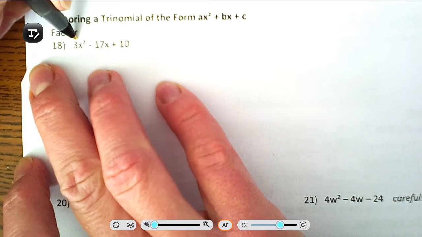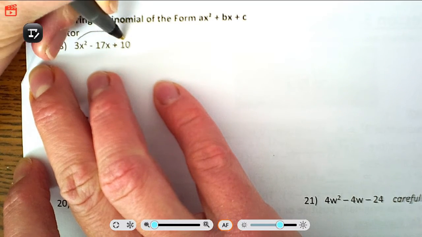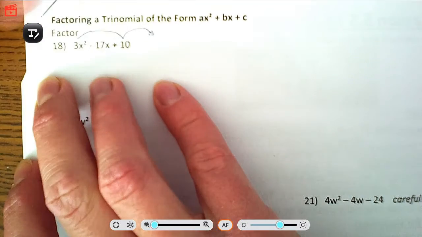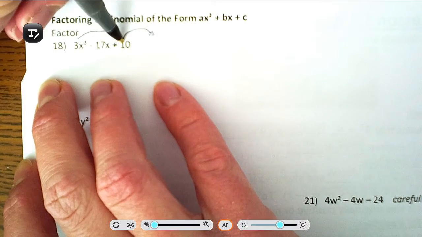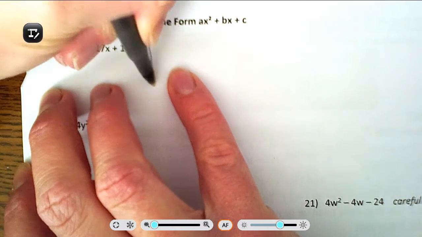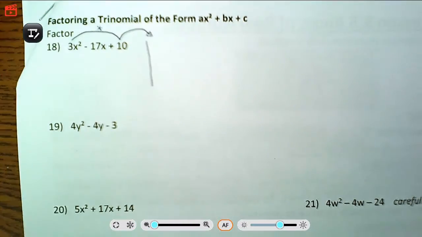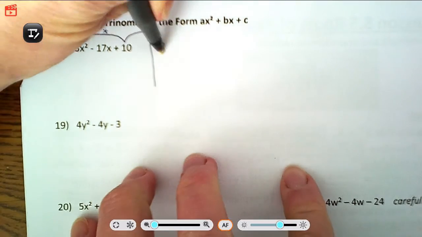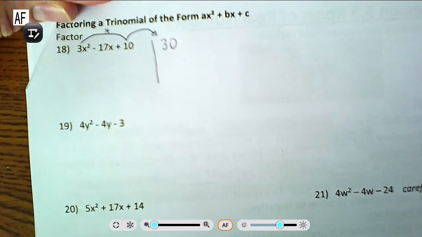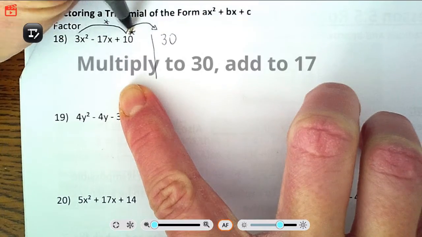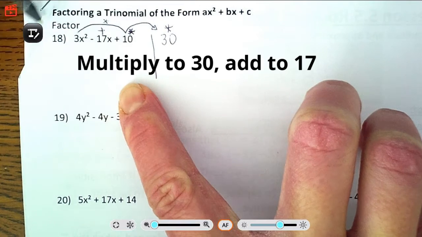Okay, so what we're going to do is this. We're going to do this 4-step process. Do this double rainbow, 3 times 10, and put the number off to the side over here on the other side of this line. 3 times 10 is 30. And then I'm looking for a pair of numbers that will multiply to 30 and add to 17.